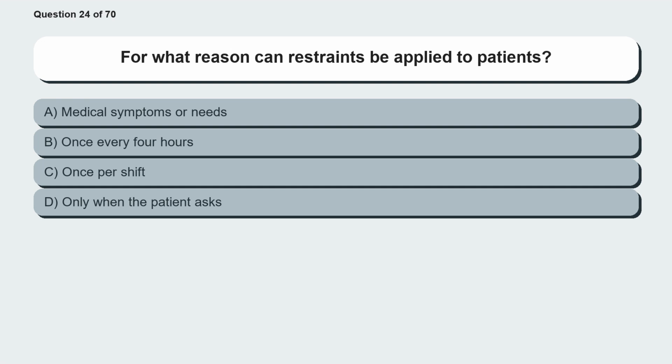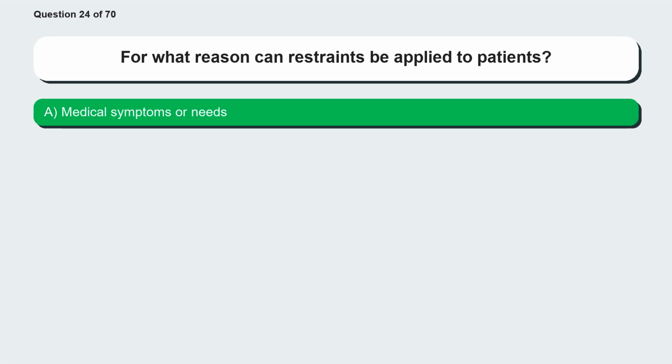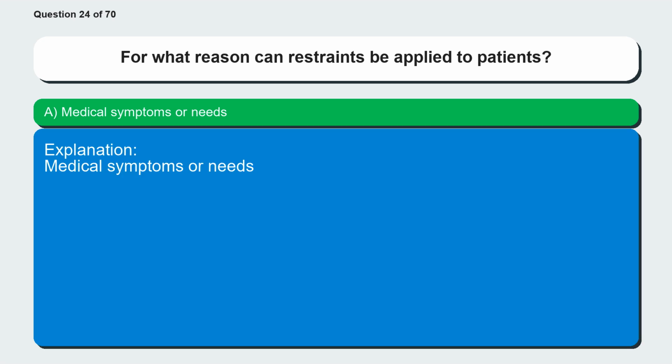Question 24. For what reason can restraints be applied to patients? Option A. Medical symptoms or needs. Option B. Once every 4 hours. Option C. Once per shift. Option D. Only when the patient asks. The correct answer is option A. Medical symptoms or needs.